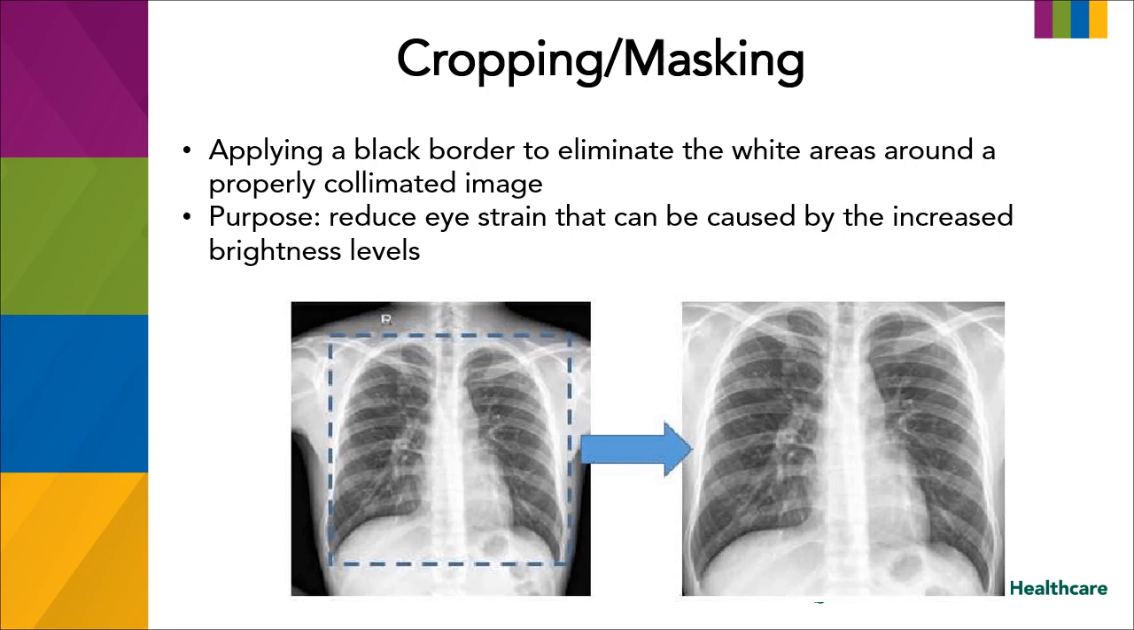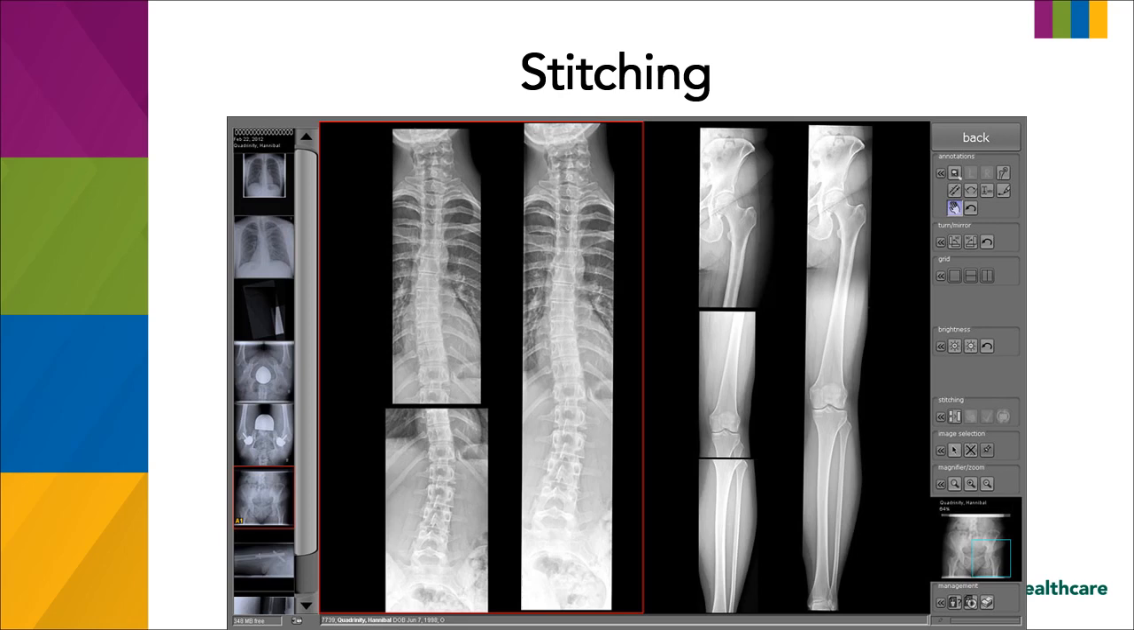Cropping and masking, applying a black border to eliminate the white areas around a properly collimated image. It reduces eye strain that can be caused by the increased brightness levels. And then finally, stitching. Stitching is where we stitch together, for example, a scoliosis study or long bone study. And this concludes our video lesson for part 2 of digital imaging.